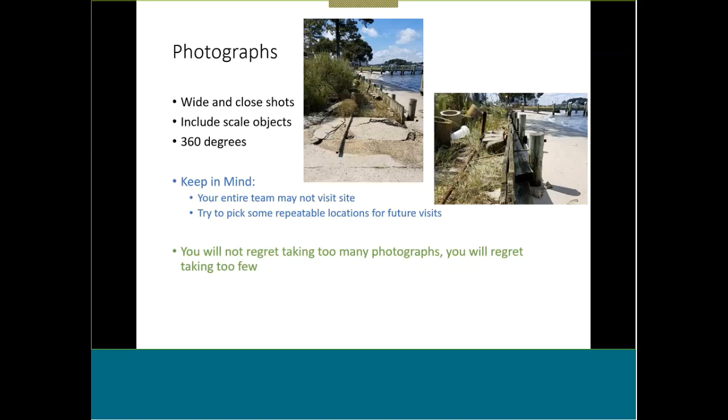This is important. It could be a person, it could be a clipboard, it could be a pen. When you're taking a picture of something that is mostly marsh grass or sand or water, it is very hard to tell a scale. So put something into your photograph that will help you in the future.